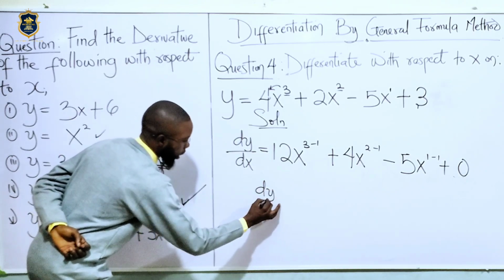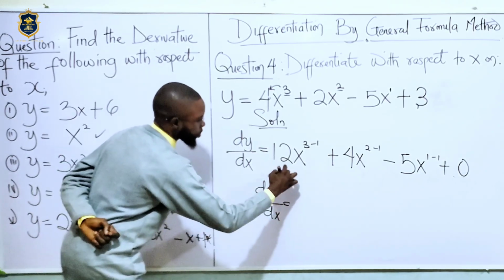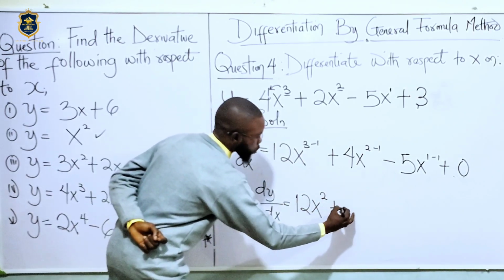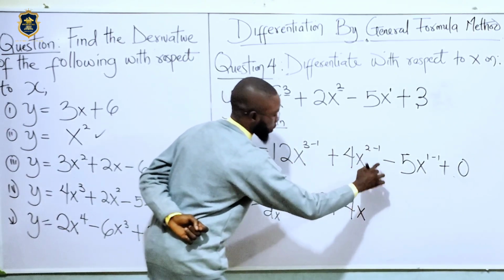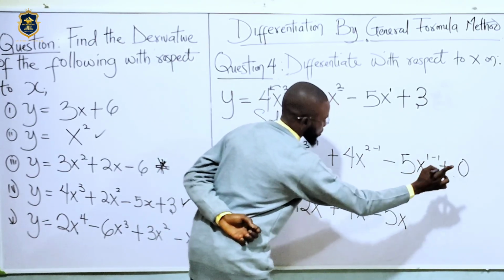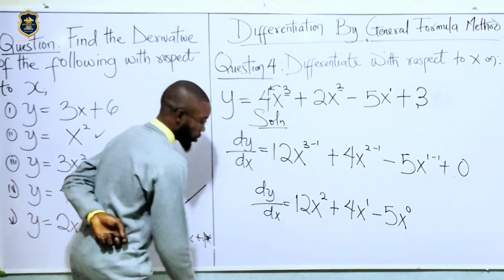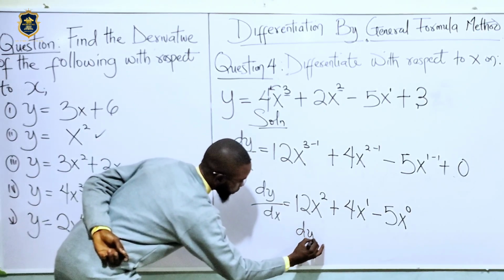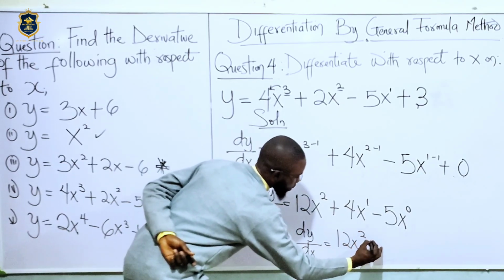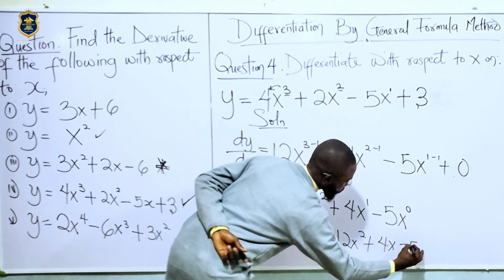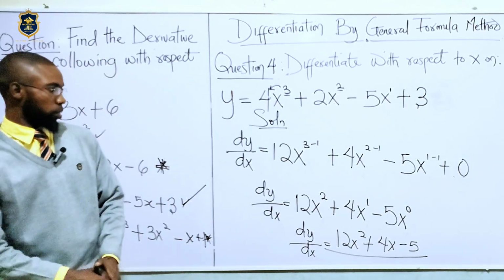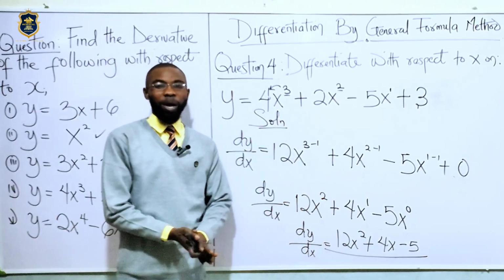So our answer dy/dx becomes 12x raised to the power of 2, plus 4x raised to the power of 2 minus 1, minus 5x raised to the power of 0. We know what we said now. Our dy/dx becomes 12x squared plus 4x minus 5 as the answer to that question. See how easy it is. We've been doing this quite some while.